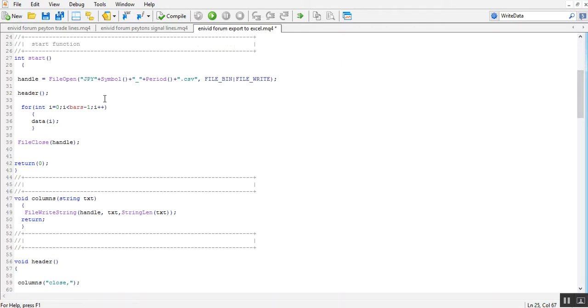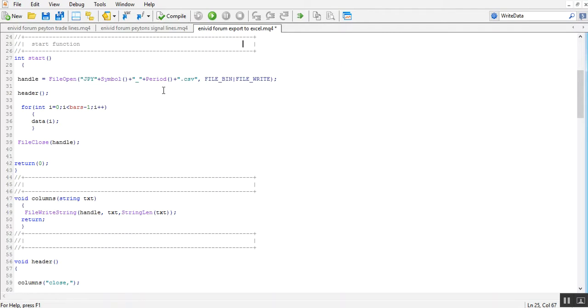If you want to change the name, I have JPY, and you'll see why in a minute, because I've been looking at the JPY pairs. You could change this to anything. You could change this to USD, or Tuesday or whatever, and it keeps your file from rewriting itself. And the symbol and the period really need to be like that.